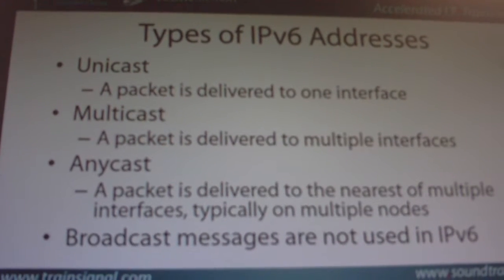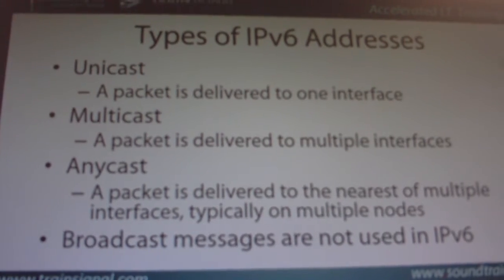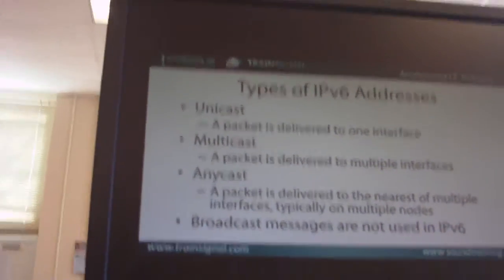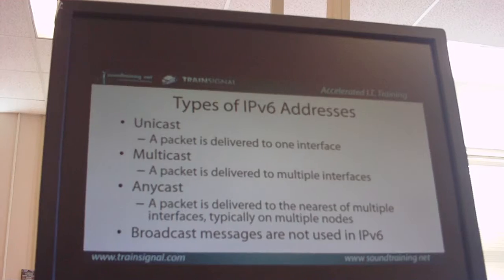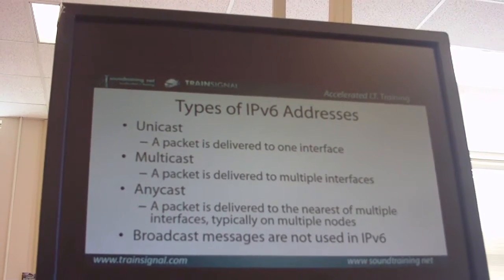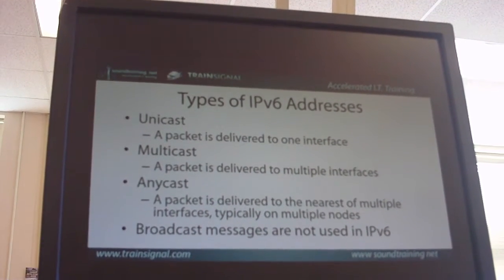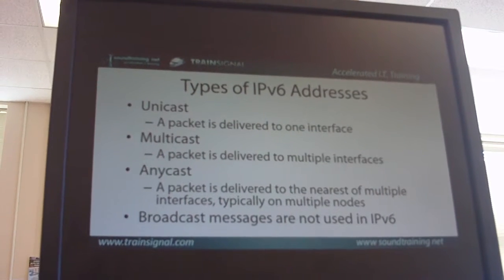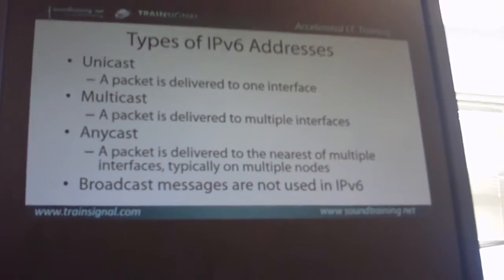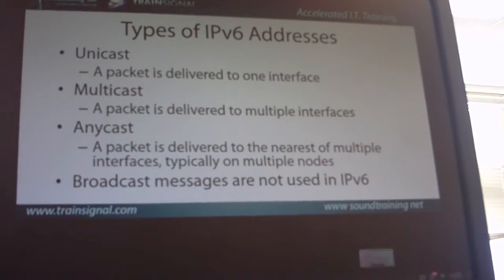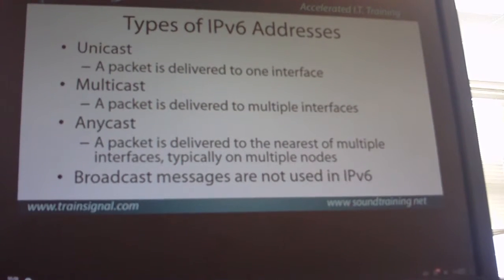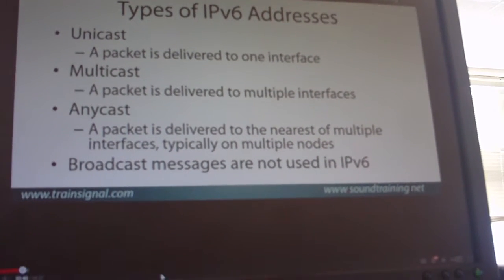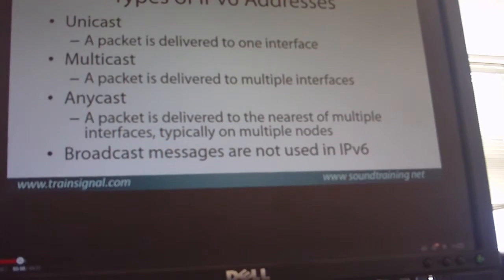Let's talk about types of IPv6 addresses. There's really three types: unicast, multicast, and anycast. Broadcast messages are not used in IPv6. And anybody who's been involved in data networks for any length of time knows what bane broadcast messages can be to network traffic and to bandwidth. So that's good news. A unicast is where the packet is delivered to a single interface.